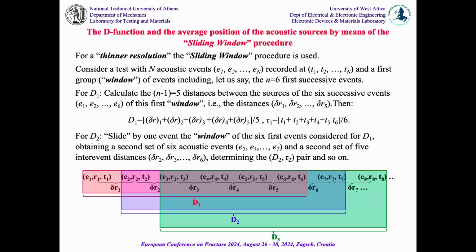If we want a thinner resolution, not just divide the number of events into an arbitrary number of subgroups, then we will use the sliding window procedure. You can see it here. We start with the first subgroup, which is somehow arbitrary, depending on the number of events. If we have thousands of events, then the first group may be hundreds of events. Depends on the accuracy we need. We calculate the function we are interested in, whether it is f or D or whatever, for the first group. Then we remove the first event and add the second one. We obtain the second group, and this is sliding until we cover the whole number of the events of the series.